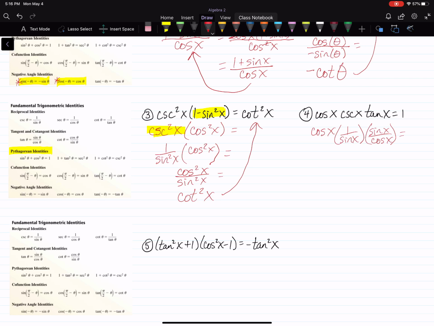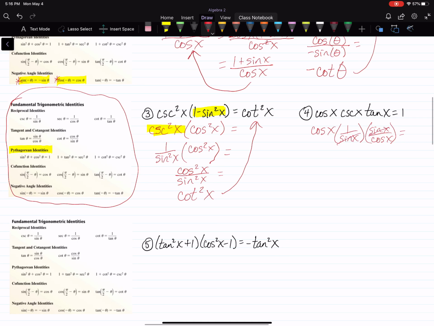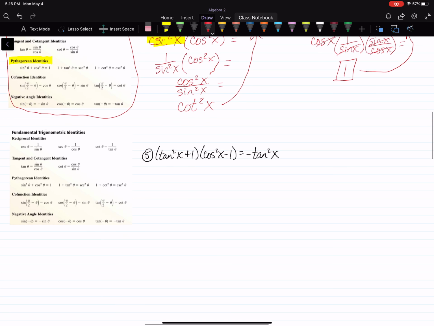And again, if you don't know where I'm getting all this, I'm getting them from my identities. You just have to be familiar enough with them. Memorizing them is the best case, but at least be familiar enough with them to use them while you're looking at it. So when you do this, the sines cancel, the cosines cancel. You're left with 1, which is what's on the right side. So we're done.